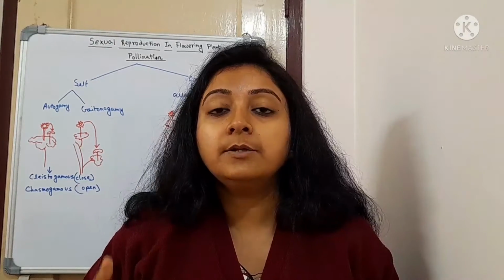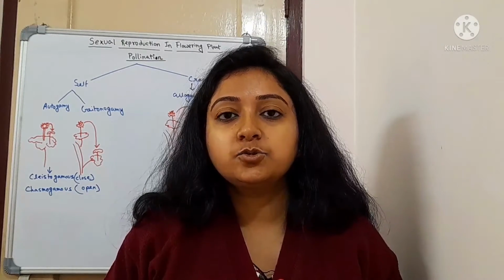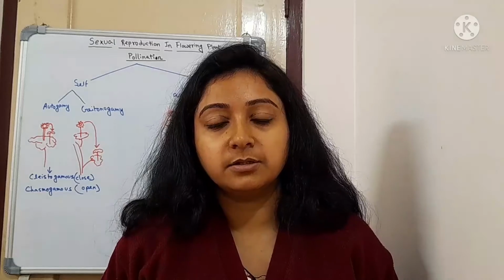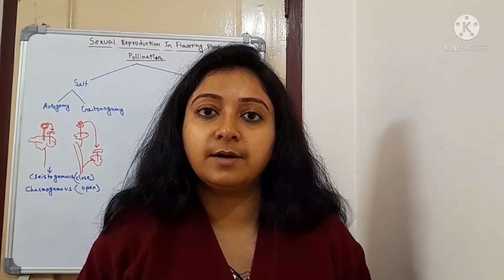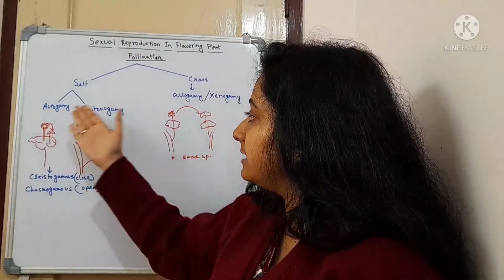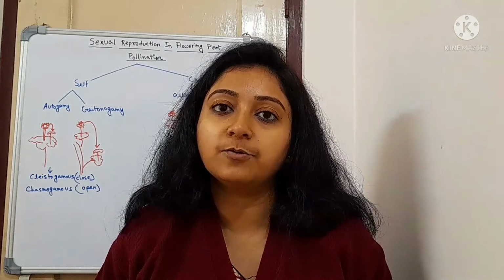Because what is the main motto of sexual reproduction? That is to get some kind of variation, right? If there is no variation coming, then we can say that this is a very big disadvantage for the self-pollinating flowers.